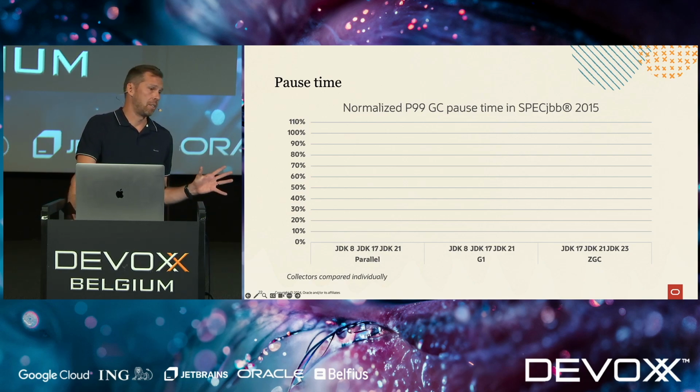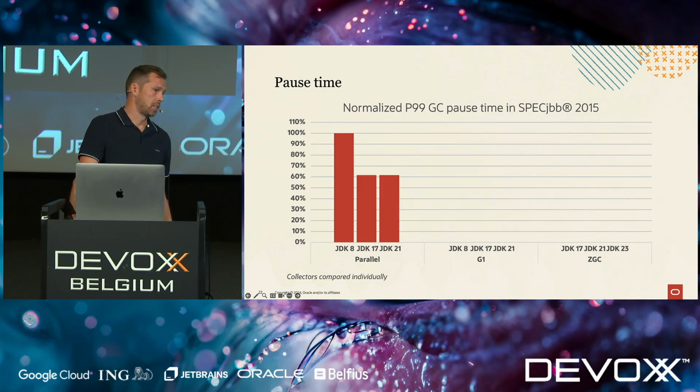To look a bit closer at this, let's look at the P99 pause times with SpecJBB. I'm using a slightly different mode of SpecJBB here with a fixed load to make it more sensible to look at the pause times. And again, it's normalized to try to show the progress rather than the raw numbers. And as you can see, we cut away 40% of the pause time, the worst case pause times between 8 and 17.